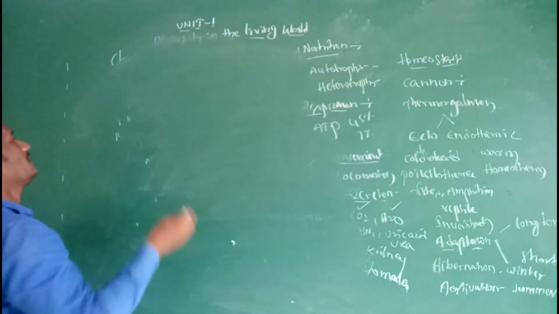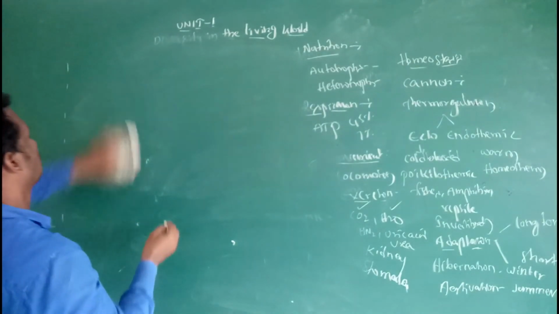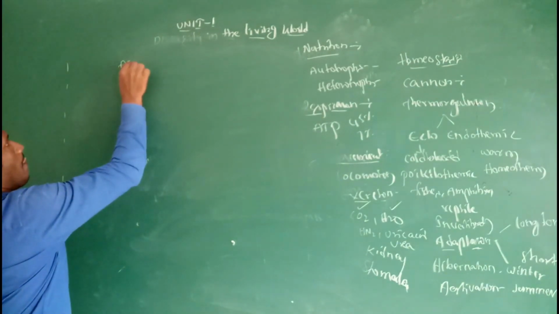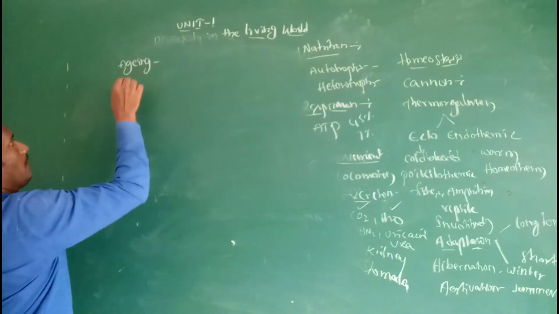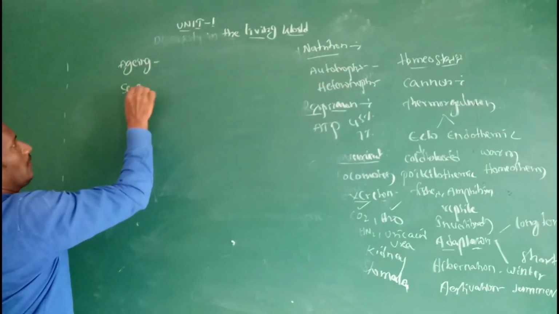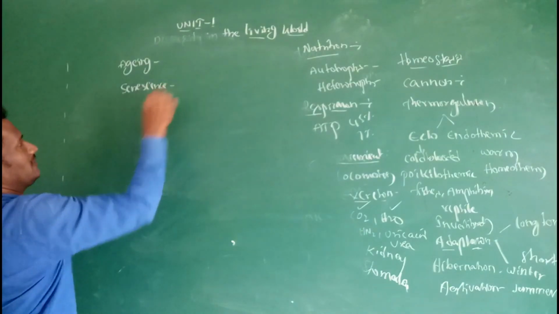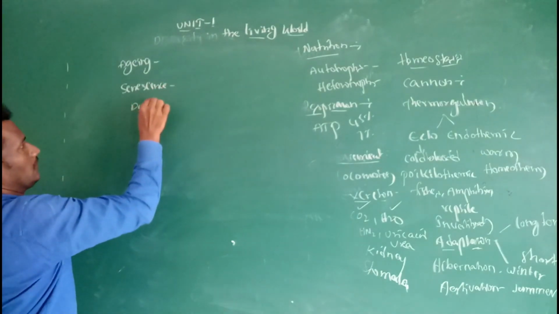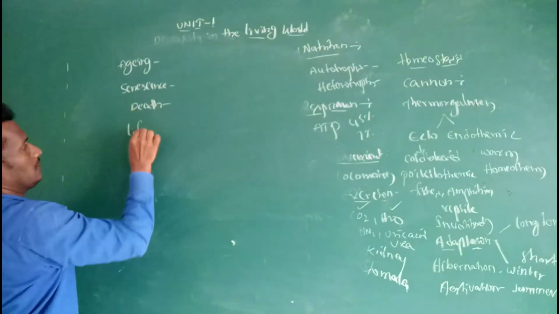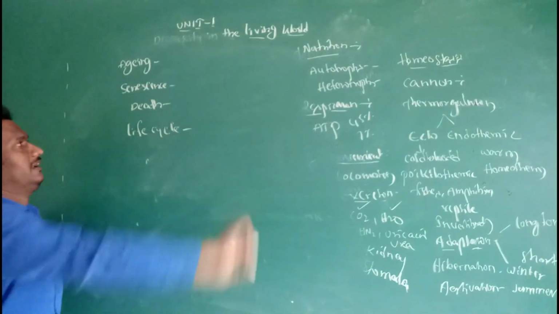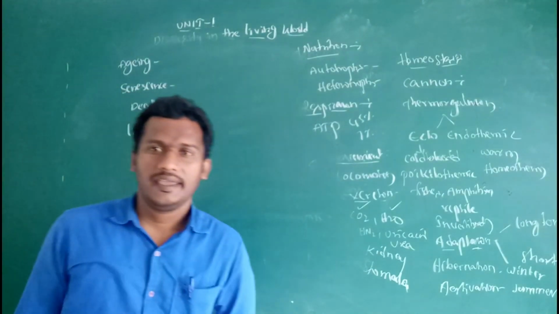Next one, aging. Aging, senescence, then death, then life cycle. So next one coming to aging.